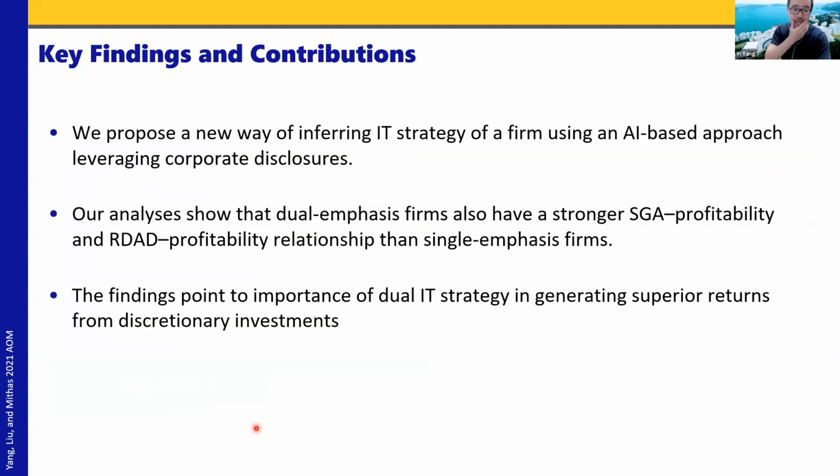So here are our key findings. We propose a new way of inferring the IT strategy of a firm using an AI-based approach leveraging corporate disclosure. Our analysis shows that this measure is reliable and accurate, and that the dual emphasis firms have a stronger SG&A-profitability and R&D and advertising-profitability relationship than the single emphasis firms. The findings also point to the importance of the dual IT strategy in generating superior returns from discretionary investment.